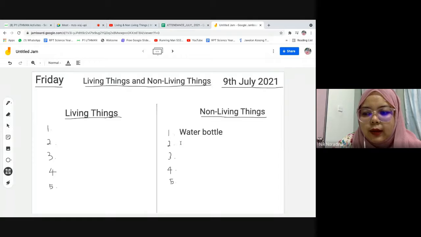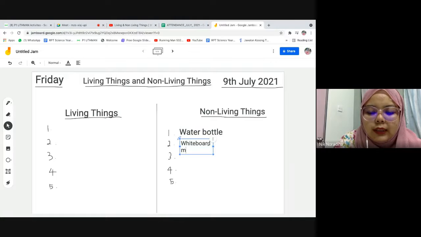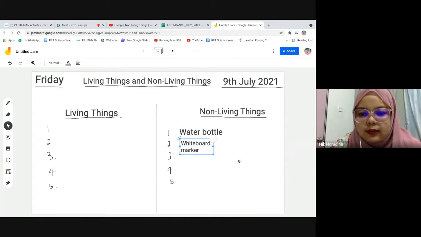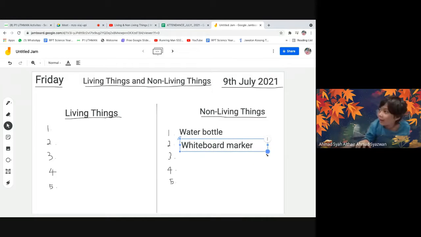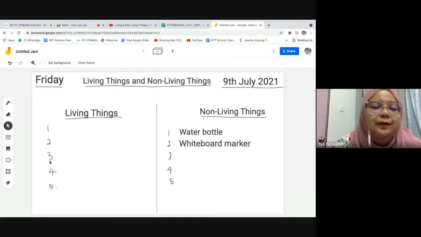Then teacher has a whiteboard marker. I think I don't have a problem finding non-living things, but I might have a problem finding the living things later. Teacher, me too. I might have a problem finding living things. It's okay if you cannot list five. At least three. Try to find three first.